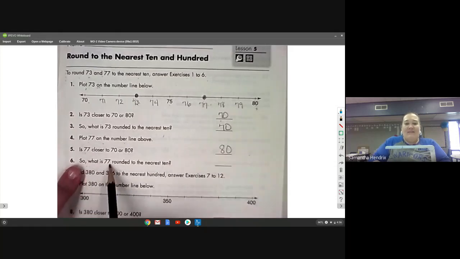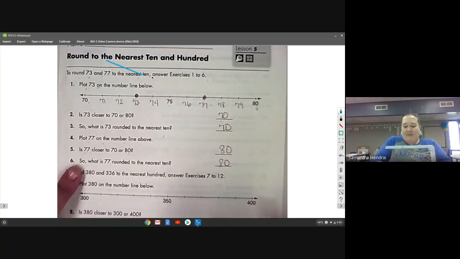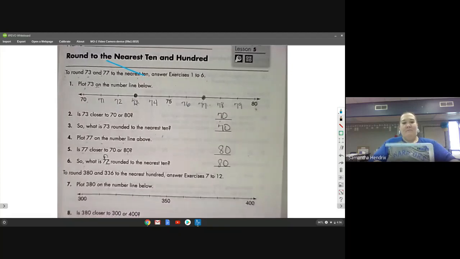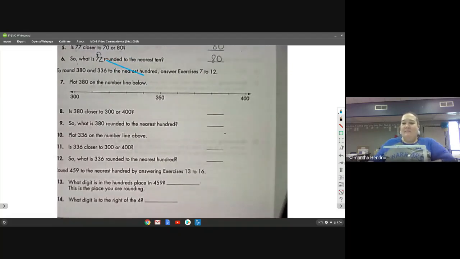So what is 77 rounded to the nearest 10? Rounded to 80. Okay. The 7 tells this 7 what to do. So it's saying, hey, I'm 5 or more, so we're going to raise the score and go up. Okay. Oh, I drew again. I'm sorry.